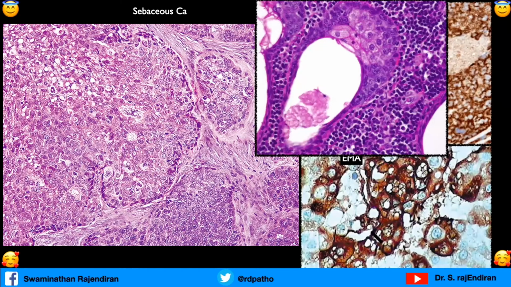And you have to remember one thing, these immunohistochemical stains, they tell the cell of origin. They are not telling benign or malignant. For example, normal sebaceous cell, sebaceous adenoma, sebaceous cell carcinoma, all are positive for EMA. That you have to keep in mind.